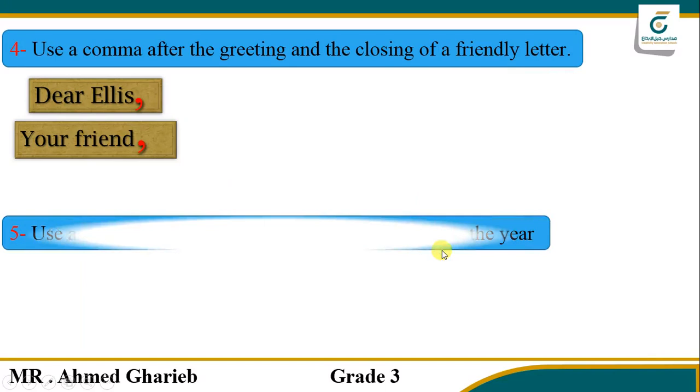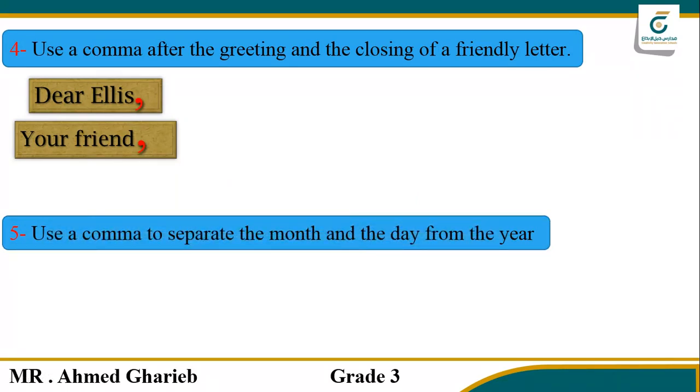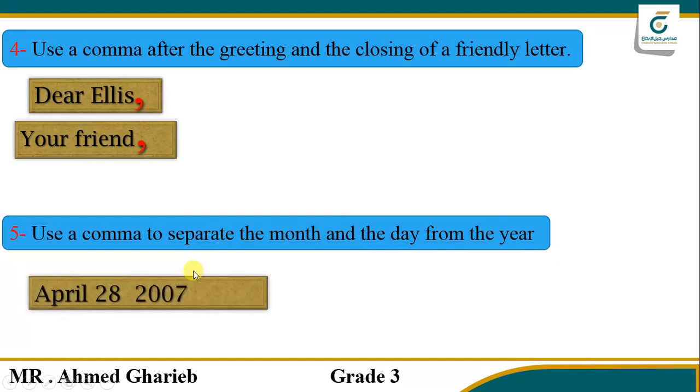Also, we can use a comma to separate the month and the day from the year. So we add a comma to separate month, day, and year. Look at this example: April 28th, 2007. So we use a comma to separate the day and the year.